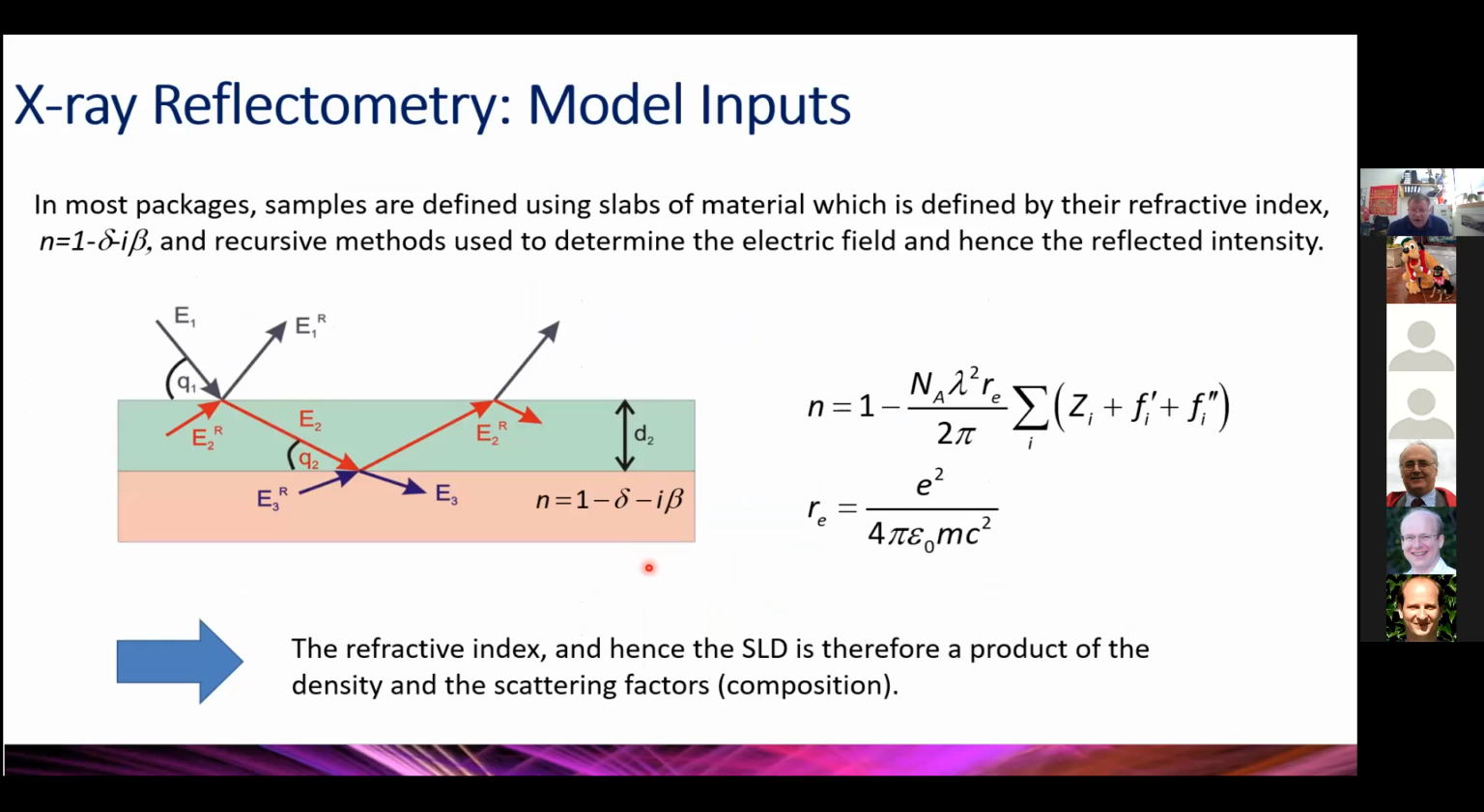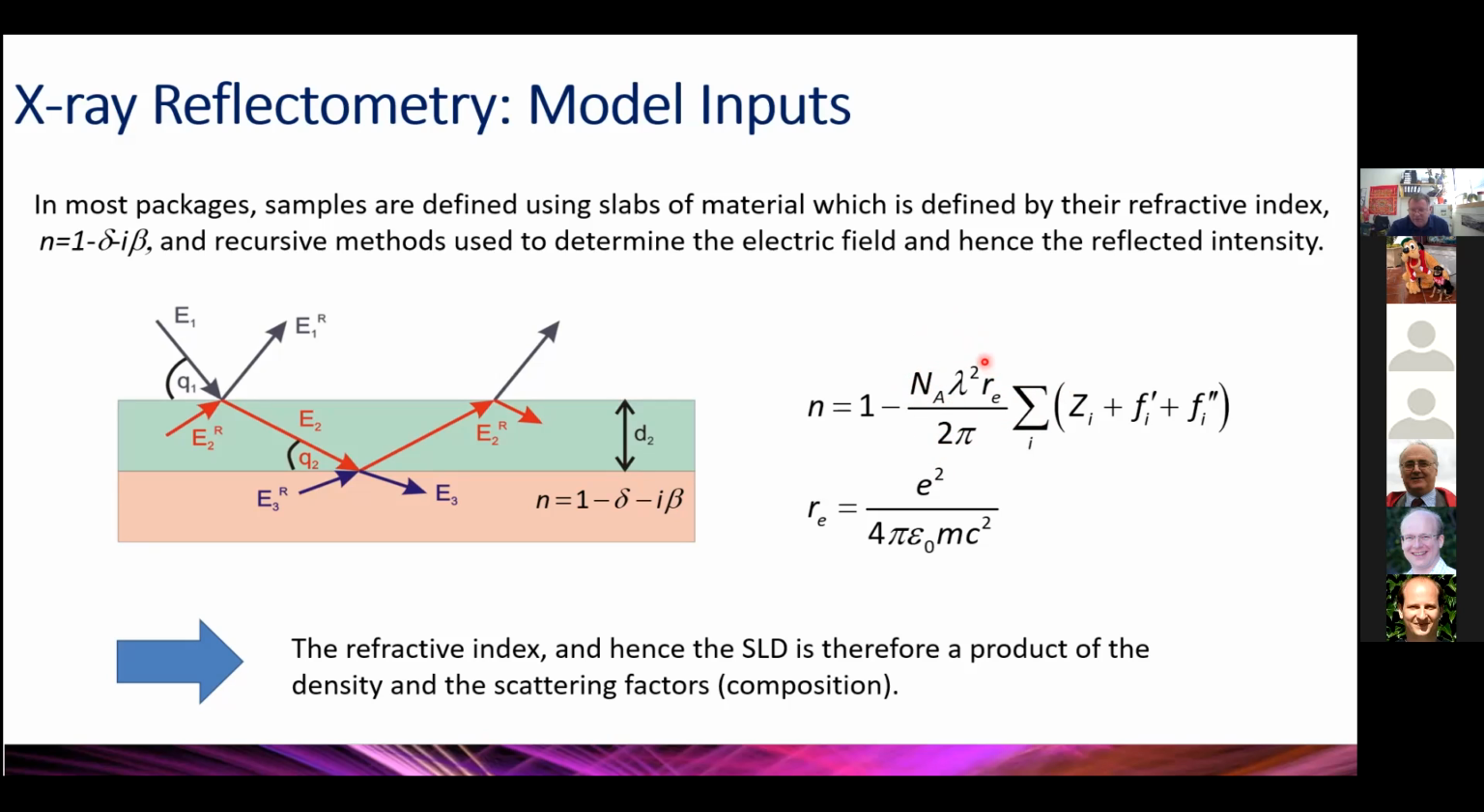And most packages set up the reflectivity in this sort of way, in that each layer is defined by its refractive index, and that refractive index is defined variously, but essentially there's a density term.